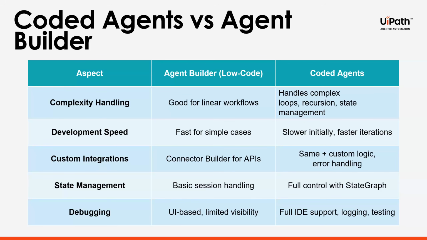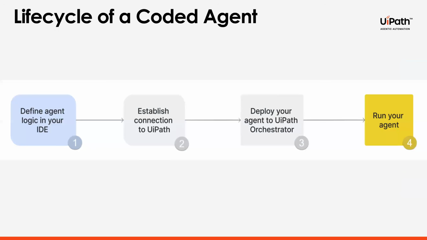To understand how these coded agents come to life, let's walk through the life cycle. In the life cycle of coded agents, we have four phases or stages. The first is to define your agent logic in your IDE using a programming language, and then establish connection to the UiPath platform. Once you have built your coded agent, you can deploy it to your UiPath Orchestrator, and at the end, run your agent on UiPath Orchestrator.